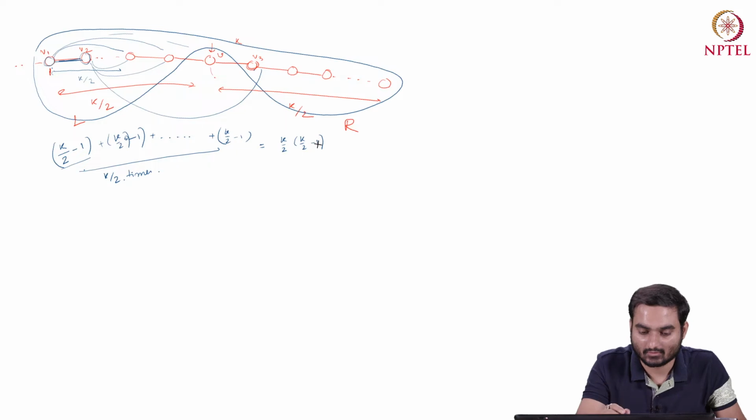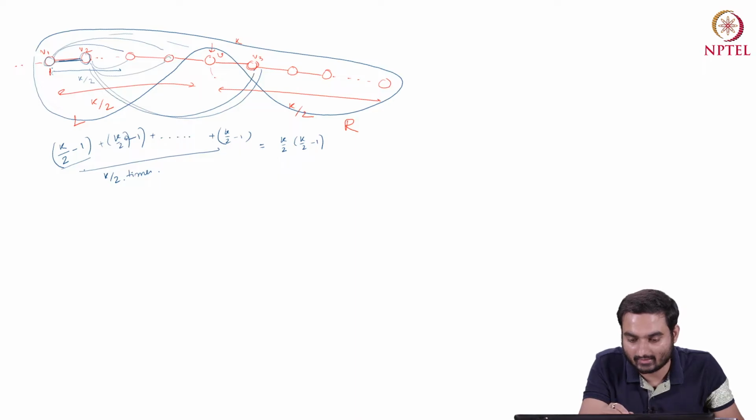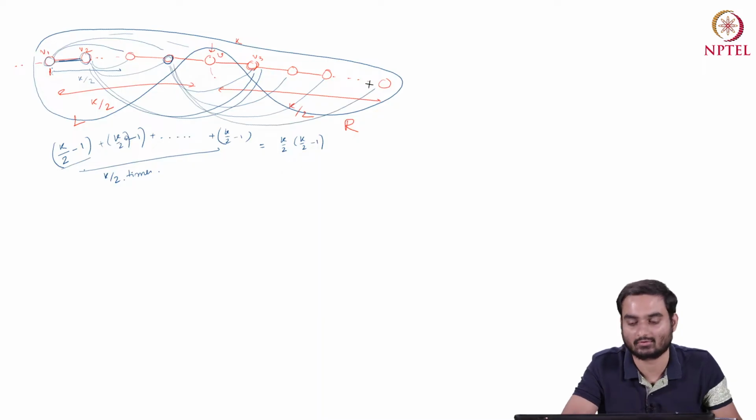Remember one thing, we have already considered edges like this, right? For example, the immediate left side of V, for which we have also considered k by 2 minus 1. Therefore, it means that we have already considered these edges. Why am I saying so? Because when I look at the right side of V and look at how many edges we should consider, we should not consider these edges because they have already been considered.